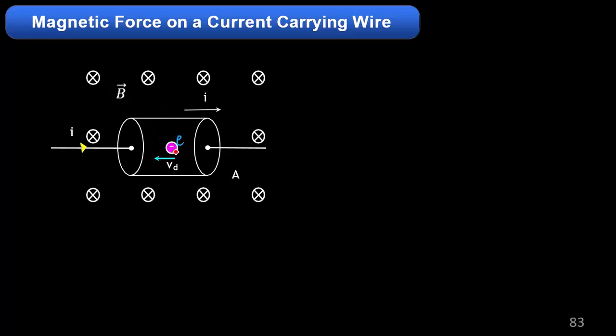If I say this electron is moving in the opposite direction with the velocity Vd, so V cross B: velocity is in the left direction, B is a cross. So the net force on the charged particle is downward, but the force is upward. Why? Because it is an electron. So this is the force acting on the particle.